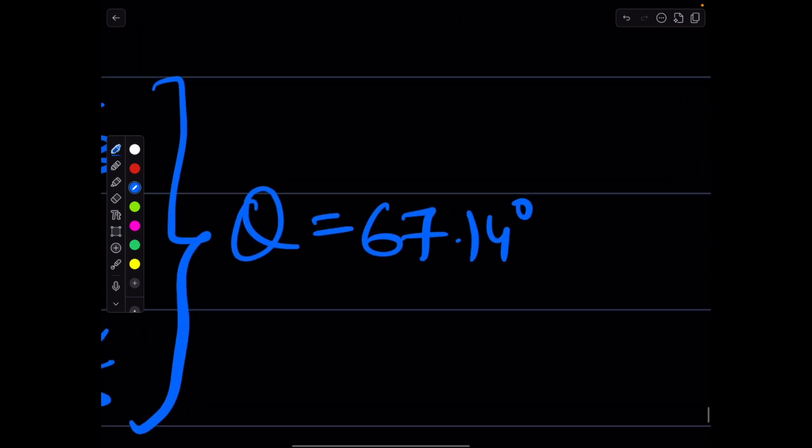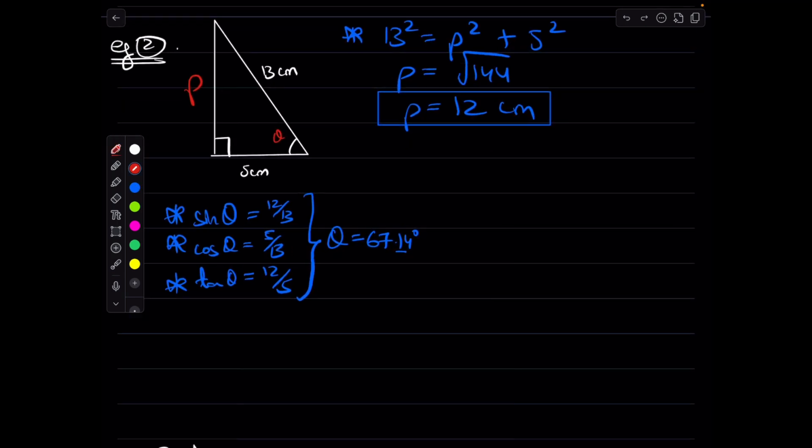When you talk about angle in degrees, you should preferably leave them to one decimal place, but when we talk about angle in radians, leave them to three significant figures in your exam. Then once again we can find the area in this case too. So area is equal to half into 5 into the opposite, which we found as 12 centimeters. Thus area is equal to 30 centimeters square.